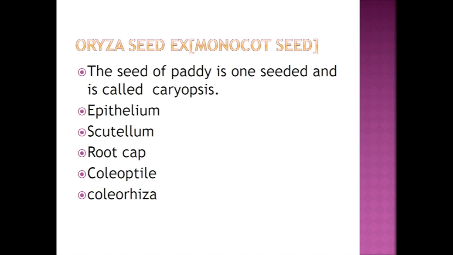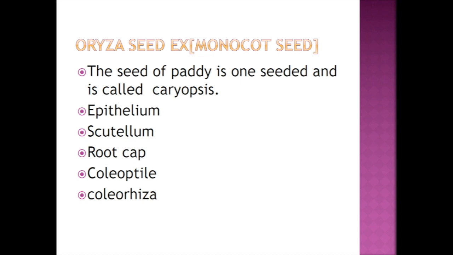So Oryza seed, your book page number 23, the example for monocot seed. First one, caryopsis. What is called caryopsis? The seed of paddy is one seeded and is called caryopsis. Paddy, what is paddy? Oryza sativa. The paddy crop that we call நெல் is paddy.